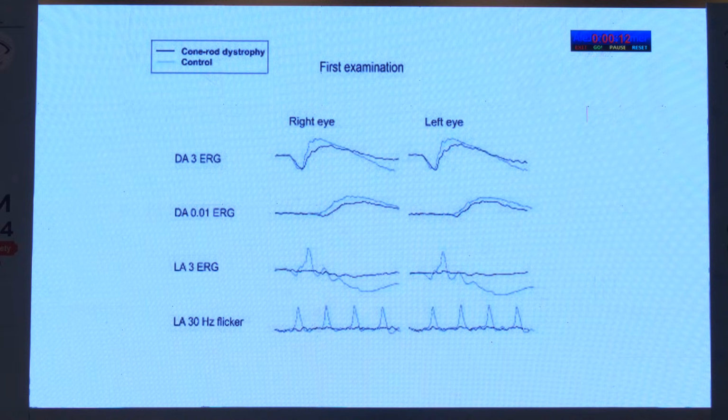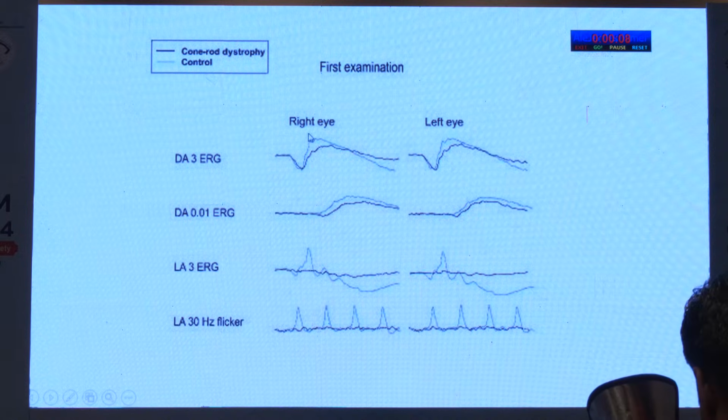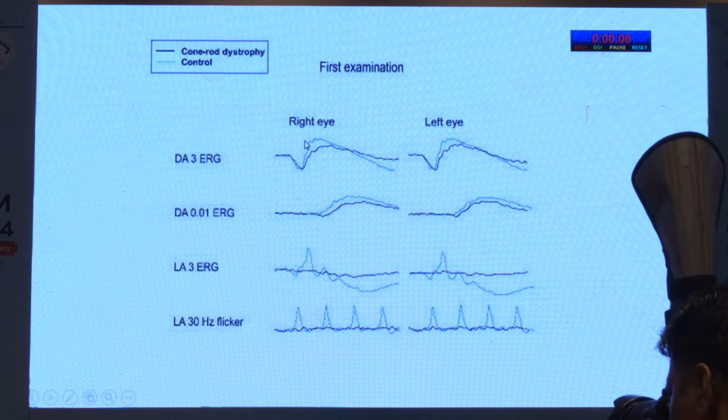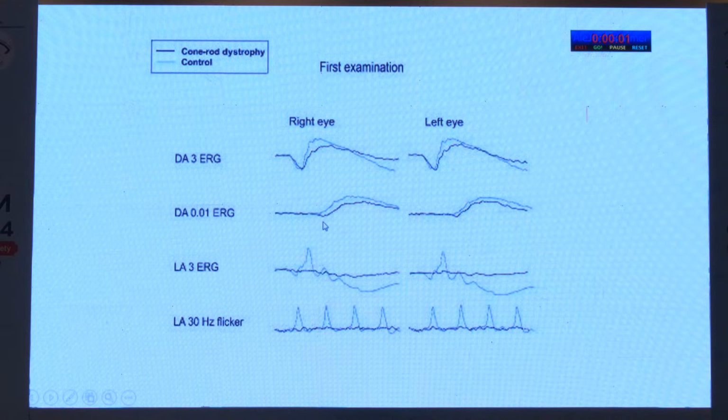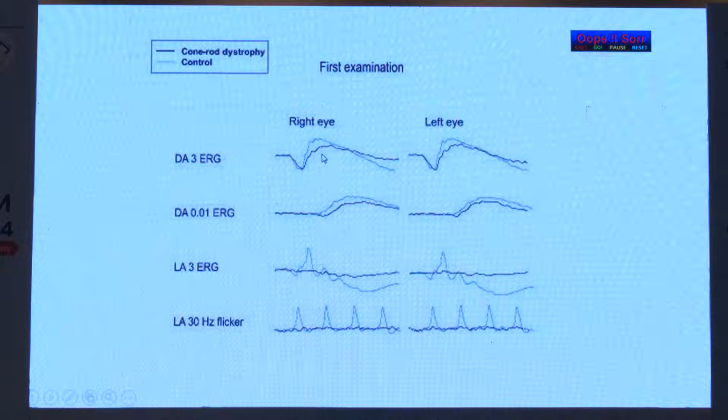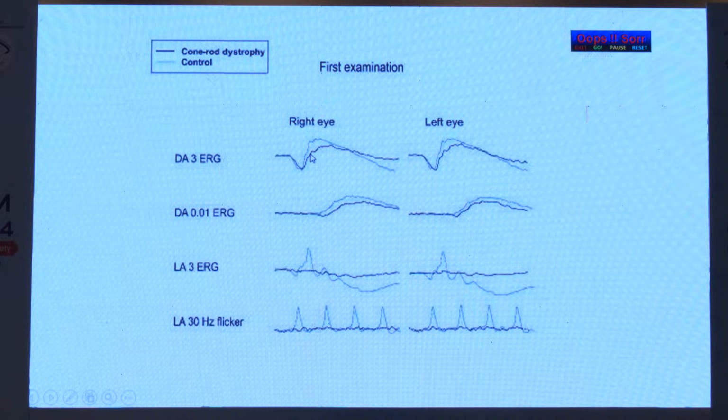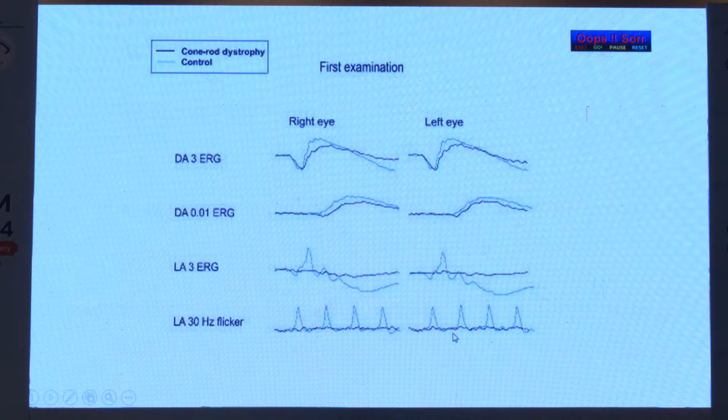So again, you do an ERG. Here the blue line is the control, which is how a normal ERG should be, and the black line is that of the patient. Here we see the rods are suboptimally functioning because they have not gone up to the normal level, and the cones also have flat lines. So this case is a case of cone-rod dystrophy.